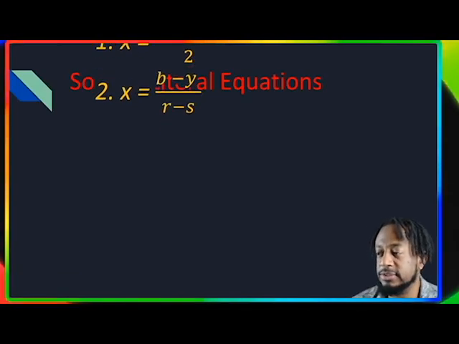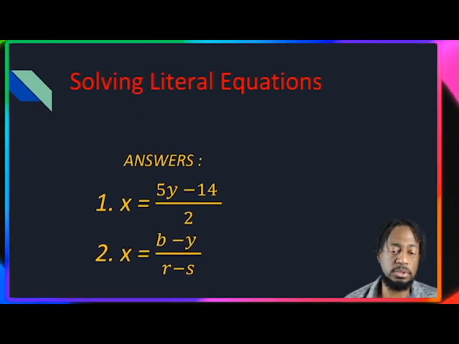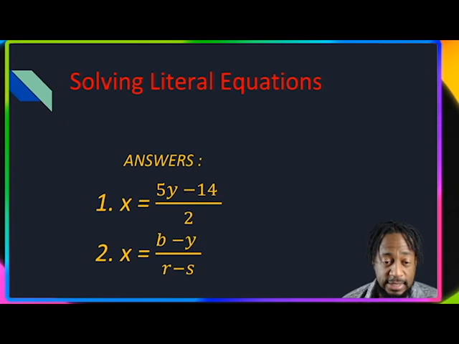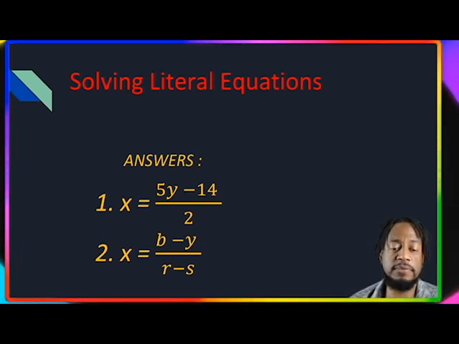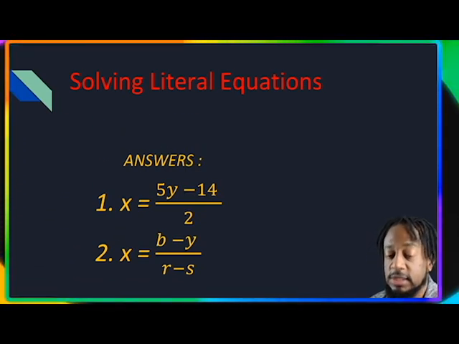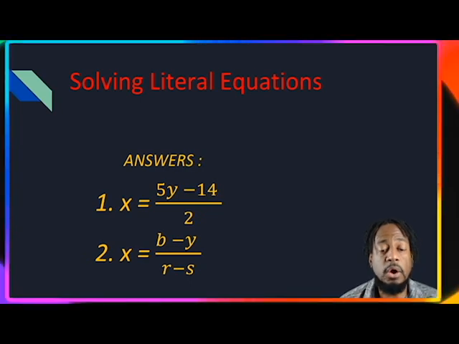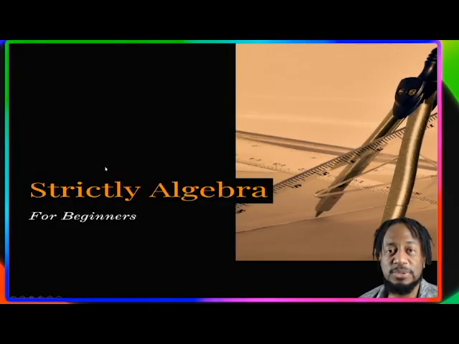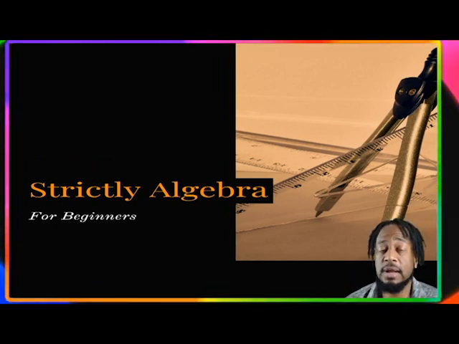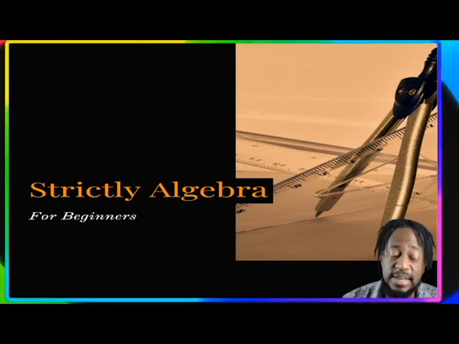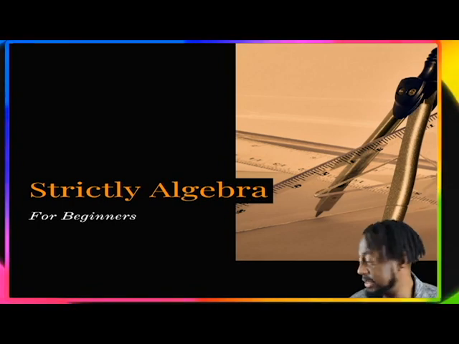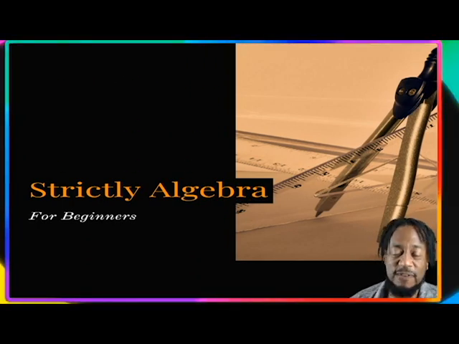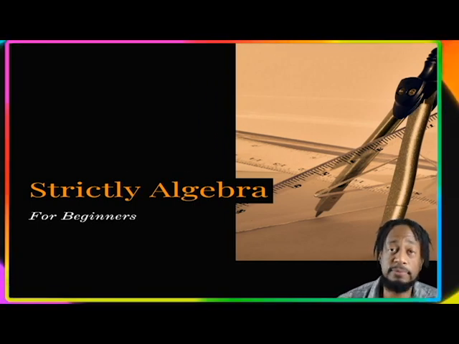Here are your answers. Here's your first one. We solved for x and got 5y minus 14 over 2. And then the number 2, you solve for x, and we got x is equal to b minus y over r minus s. This is strictly algebra, literal equations. Come back. The next one is solving inequalities. We're getting into it. Solving inequalities. Mr. Smith, I'm out.